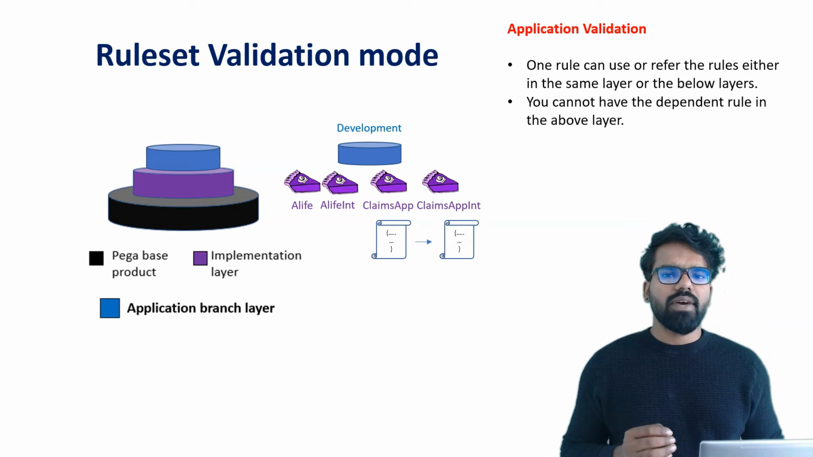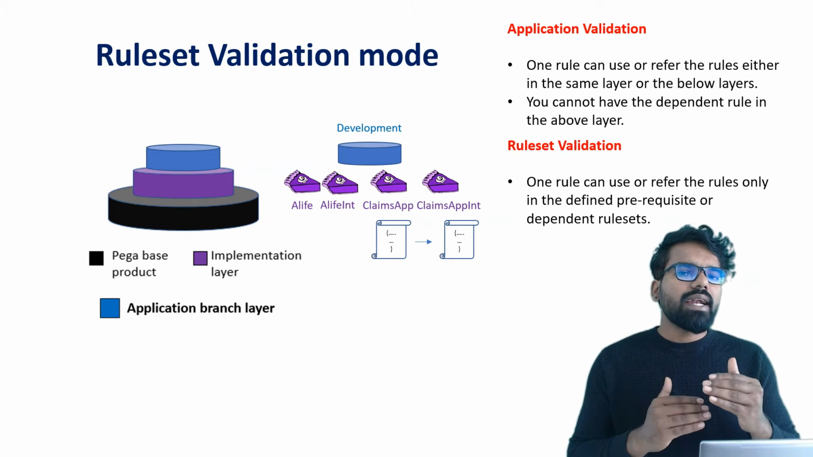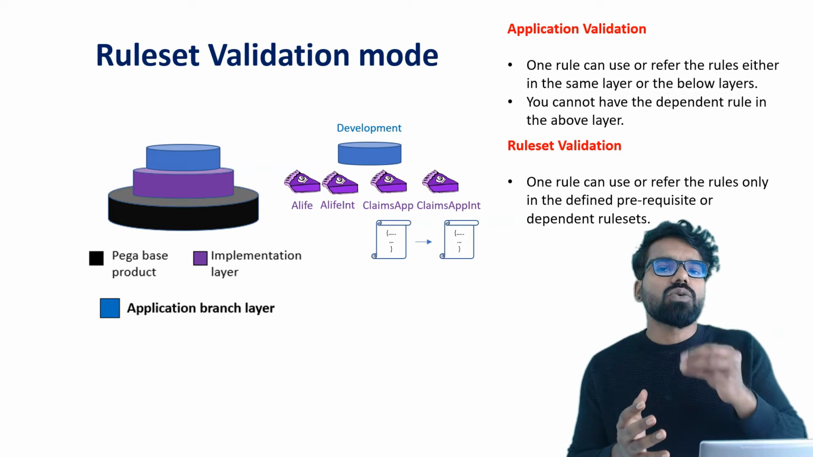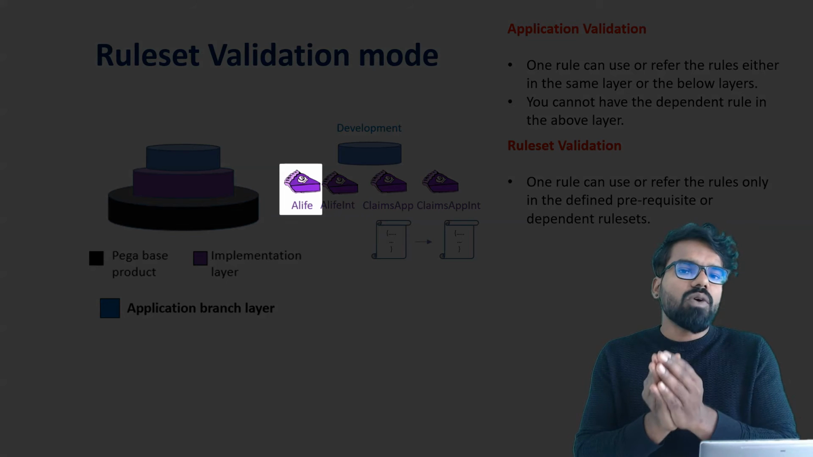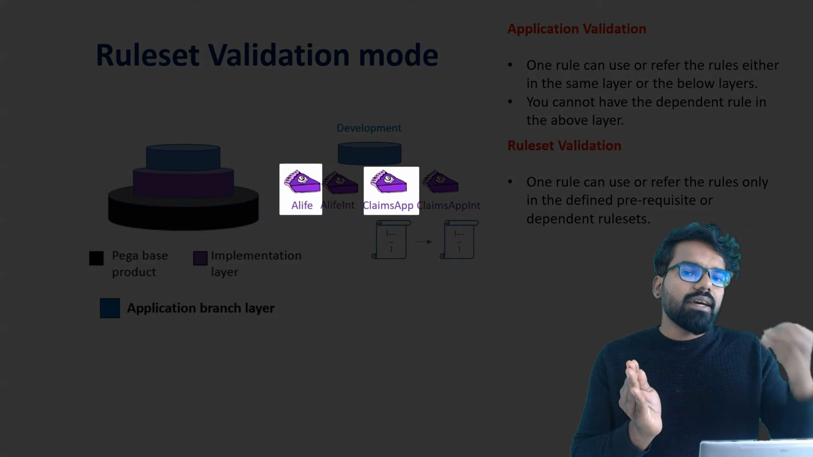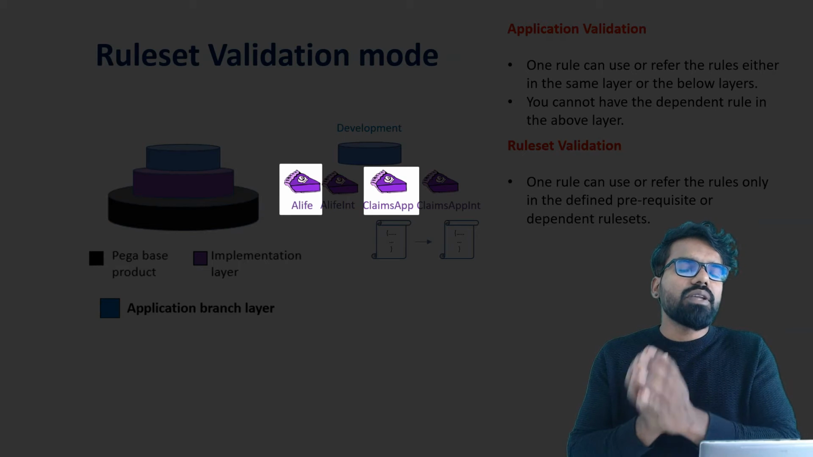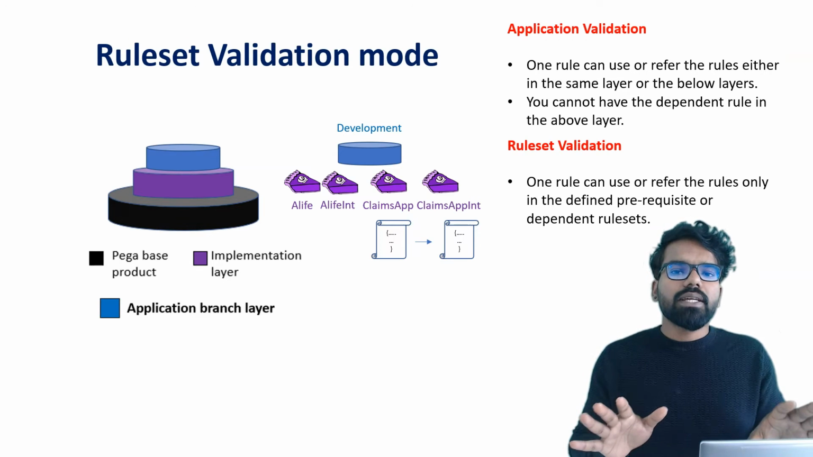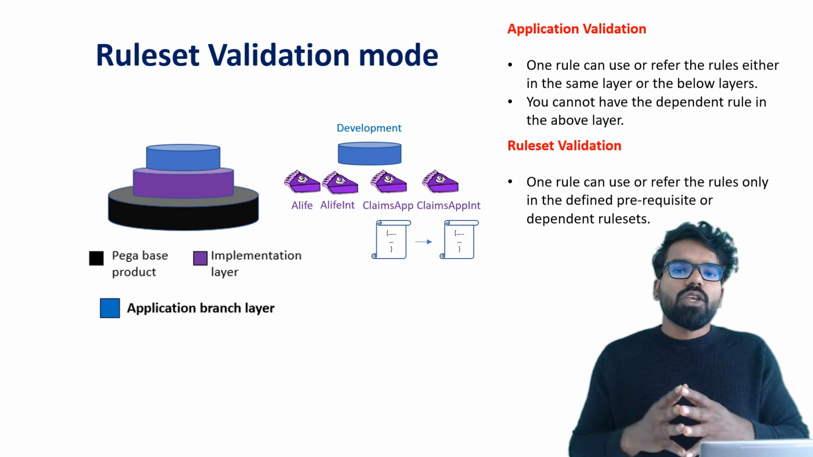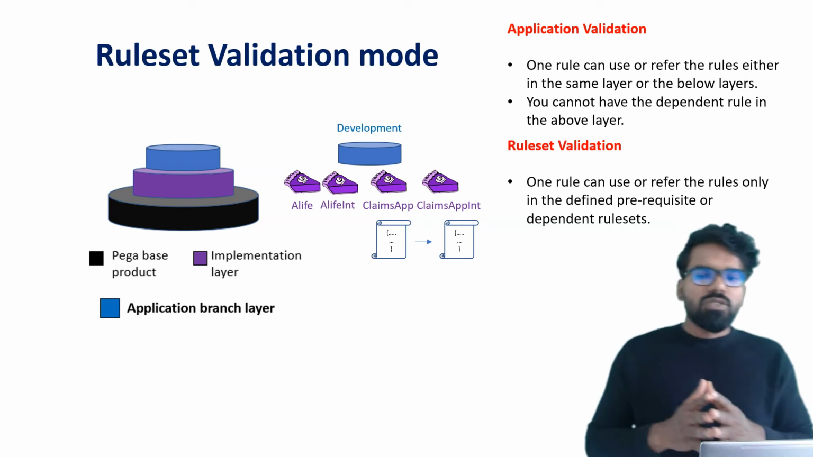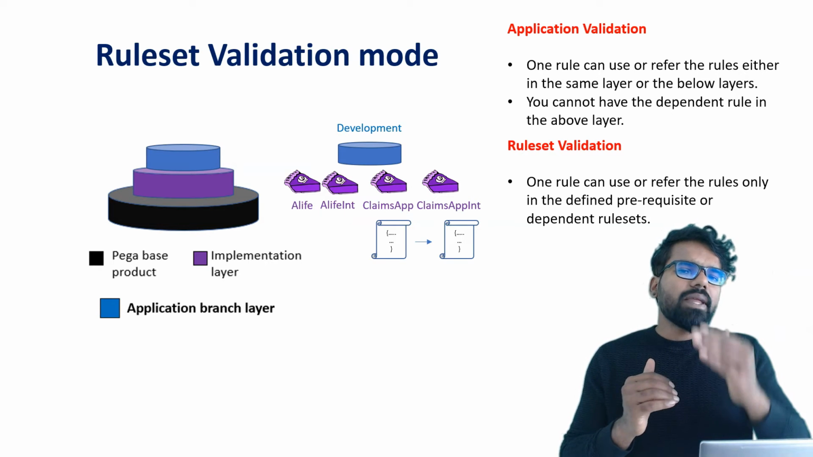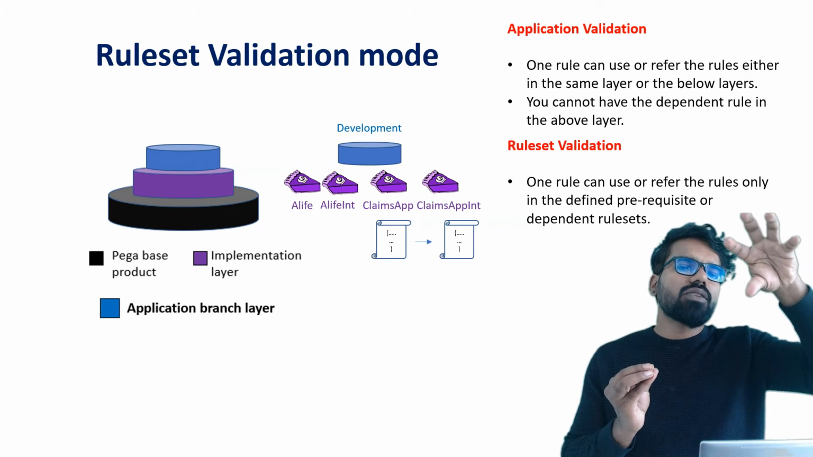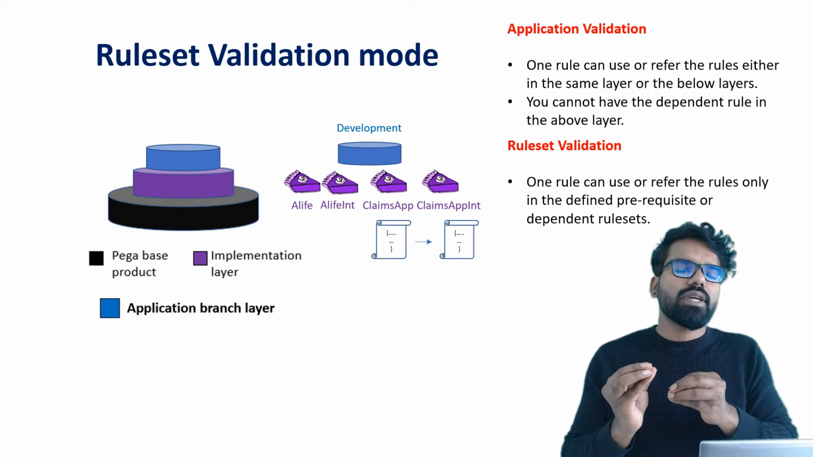Then where does rule set validation come in? The main difference between rule set validation and application validation is that in rule set validation, you have to specify the dependency rule set. It means if alive wants to use some rules from climbs app, then definitely in the alive rule set, you have to define the dependency as climbs app so that you can reuse the rule. If you don't specify the dependency, then the design time validation will fail. You cannot use the rules from any other rule set. So rule set validation is kind of against the application layering. If you want to use a rule from different rule sets, definitely you have to specify those rule sets as a dependency or prerequisite to the calling rule set.